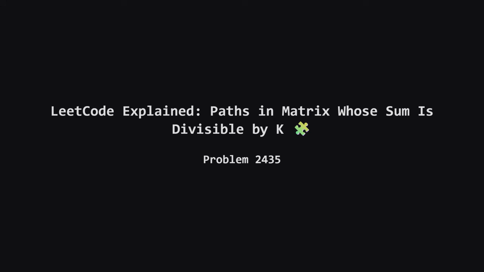Today we're tackling a really interesting problem called paths in a matrix whose sum is divisible by k. It's a hard-level problem that combines grid traversal with some clever number theory. If you've ever struggled with dynamic programming on grids, this is a perfect example to learn from because it forces us to expand our state definition. Let's break it down together.